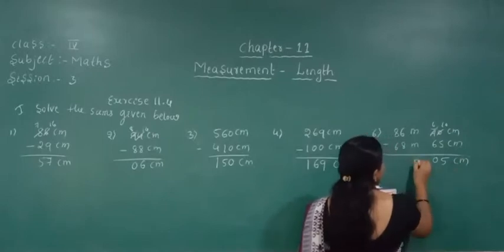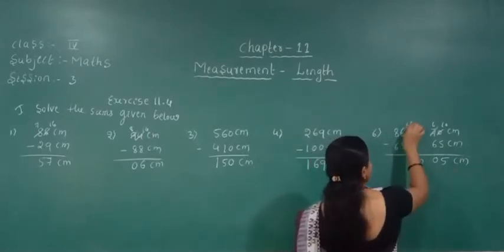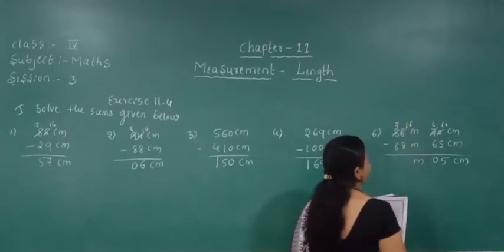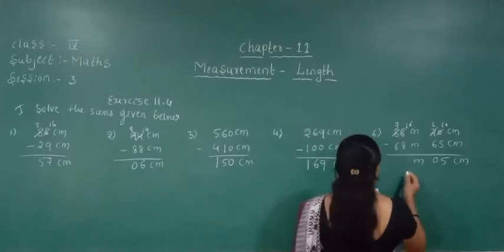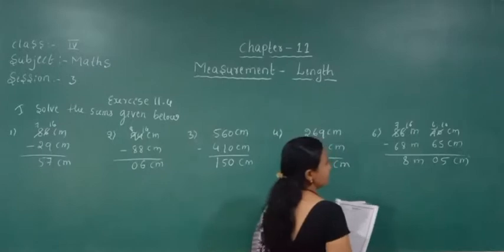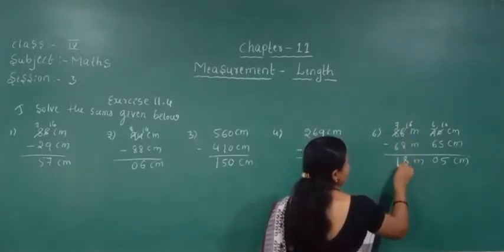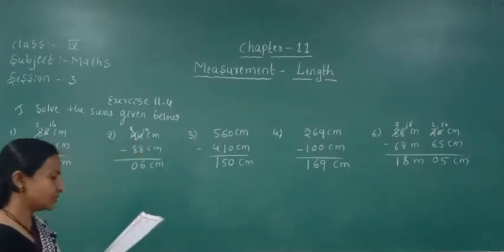Next, here 6 is there and here 8 is there, so it will become 16, and the other becomes 7. So 16 minus 8 is 8. 8 remains. 7 minus 6 is 1. So the answer is 18 meter 5 centimeter.